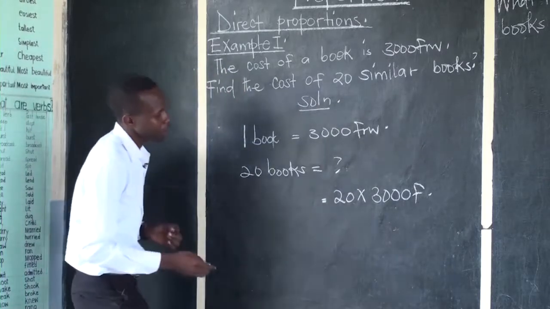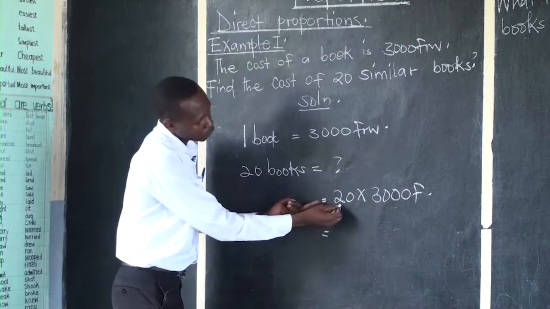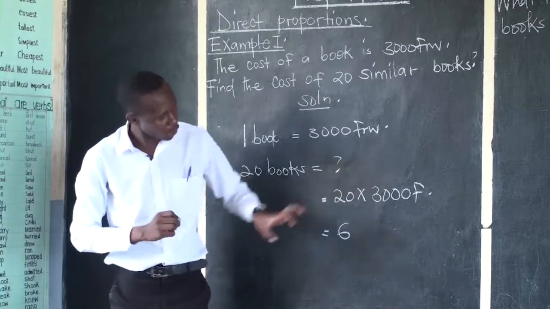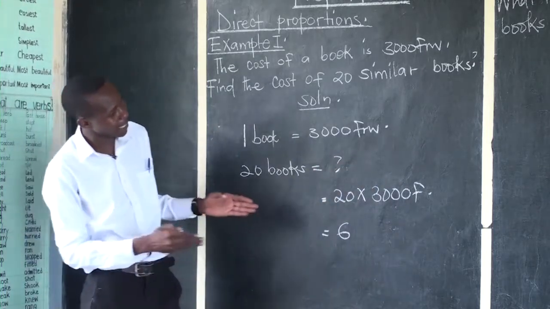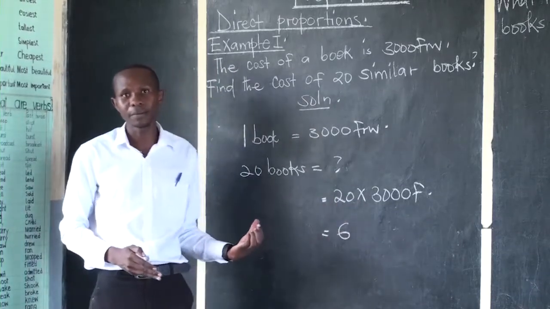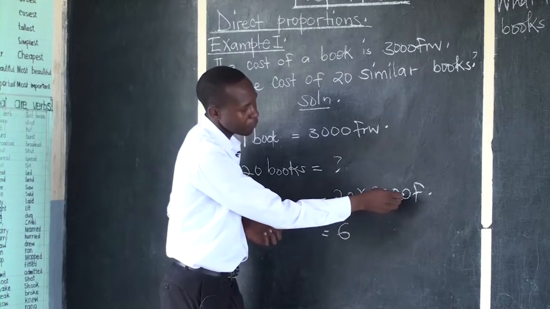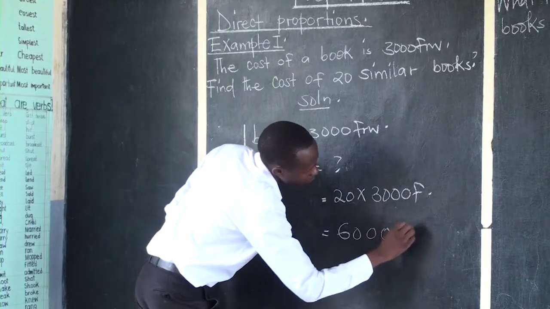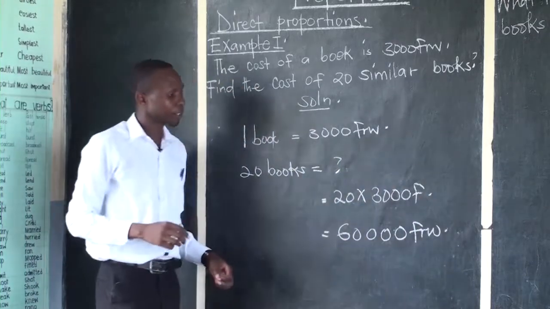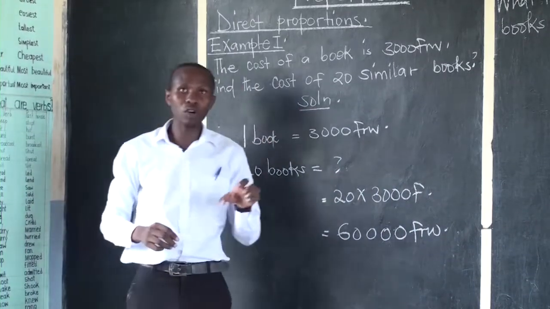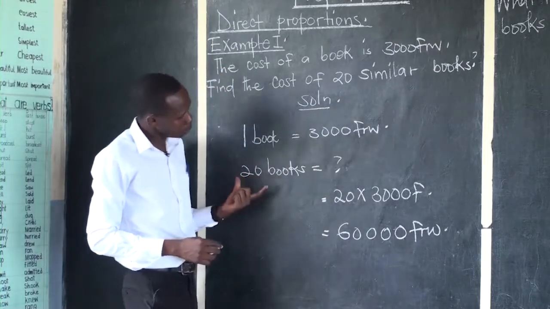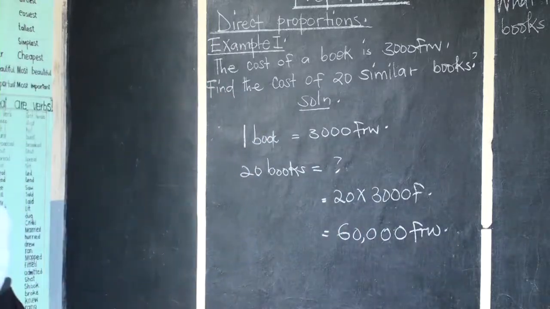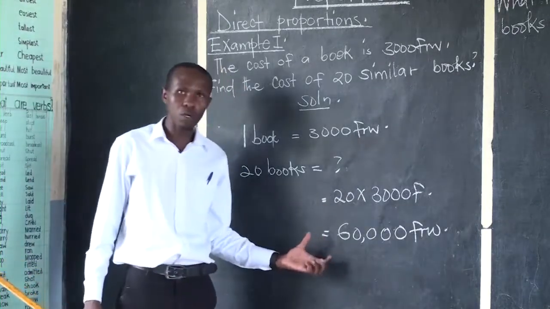So if you are going to buy 20 of them, we shall multiply this out and we say 2 times 3. It will give us 6. Then after getting 6, I will come and count the number of zeros that are remaining. I will have 1, 2, 3, 4. So we have 4 zeros. I will come and say 1, 2, 3, 4 francs. What does this mean? It means that if one book costs 3,000, then 20 books will cost us 60,000 francs. That is the amount that one person can spend on 20 books.